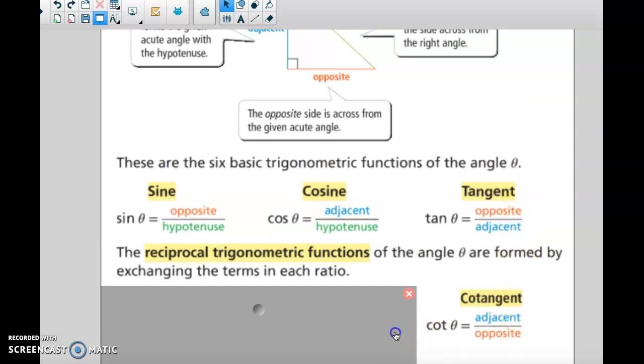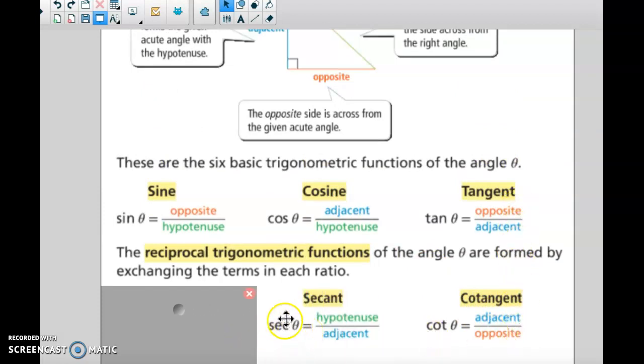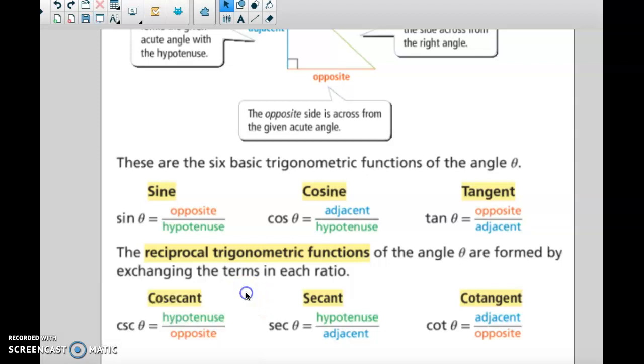There are also 3 more trig functions, which are the reciprocal trig functions. So tangent is opposite over adjacent. I have cotangent, which is adjacent over opposite. Check out the color coding. I have secant, which is the reciprocal trig function of cosine. And then I have cosecant, which is the reciprocal of sine, hypotenuse over opposite.